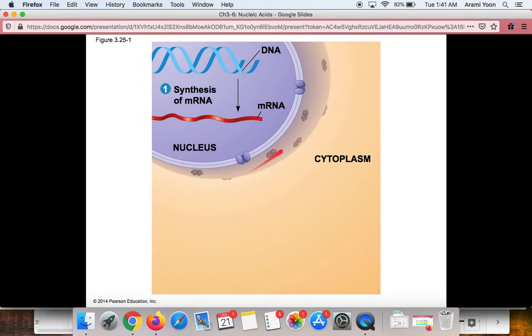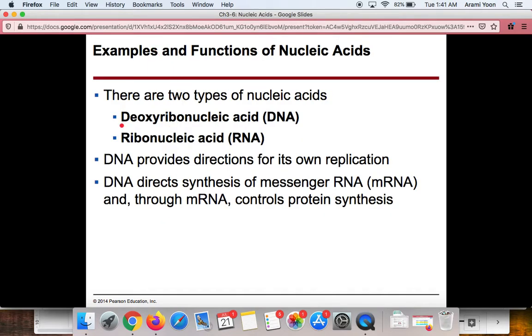This is a eukaryotic cell. You can tell because here's the nucleus. If it was a prokaryote, there would be no nucleus. But whether it's eukaryotic or prokaryotic, all cells have DNA. So this is one type of nucleic acid. And by the way, the word DNA stands for deoxyribonucleic acid. And the word RNA stands for ribonucleic acid.